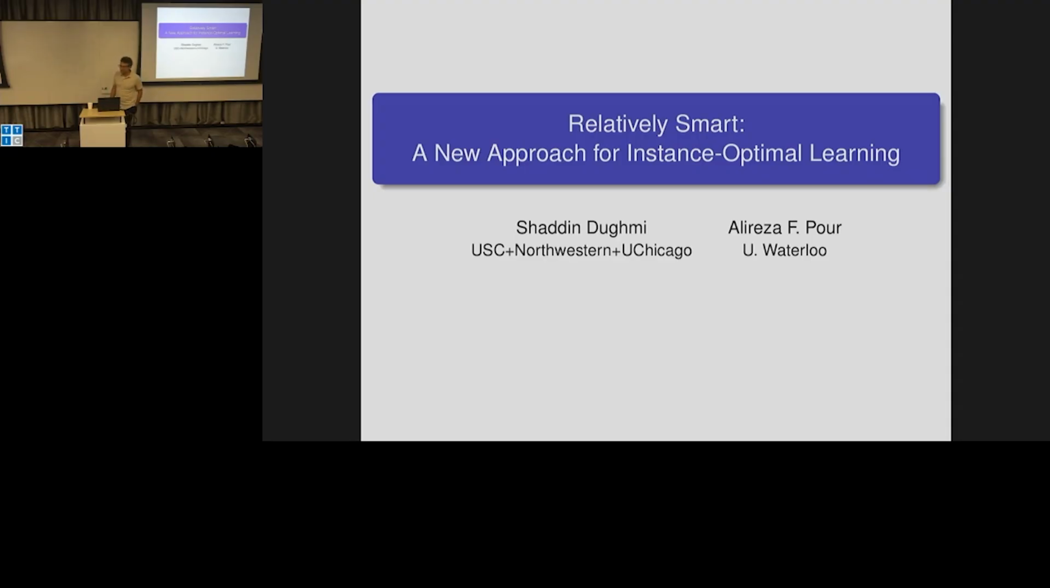So I'm going to tell you about relatively smart learning, which is a new approach for instance optimality. And this is joint work with Alireza Fathollahpour, who is at the University of Waterloo. He's a fantastic PhD student I've been working with for the past, it's got to be more than a year now.